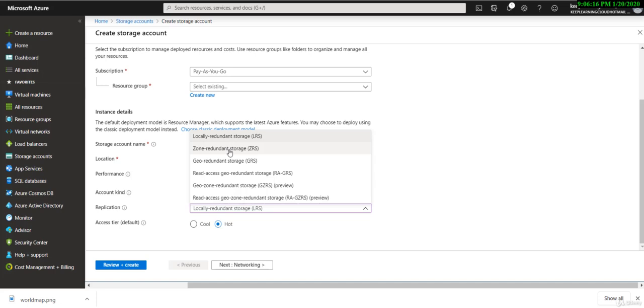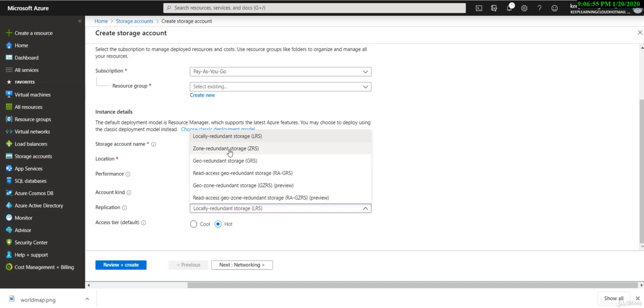Storing your data in a ZRS account ensures that you will be able to access and manage your data if a zone becomes unavailable. ZRS provides excellent performance and extremely low latency. There are a few things that you gotta know about ZRS. ZRS is not available in all regions. You also gotta know that changing to ZRS from another data replication option requires the physical data movement from a single storage stamp to multiple stamps within a region.